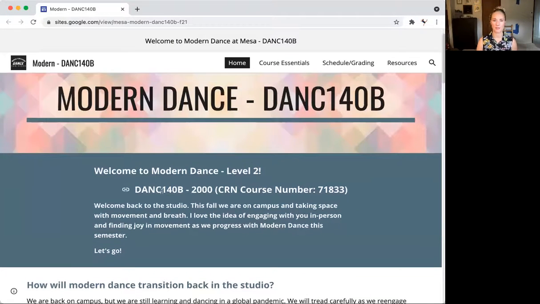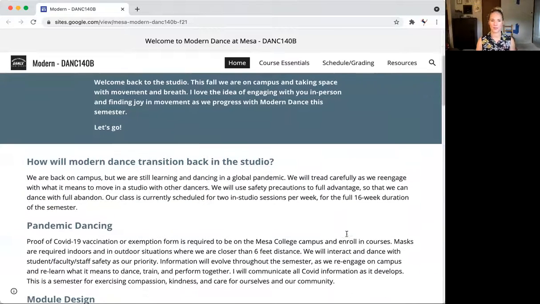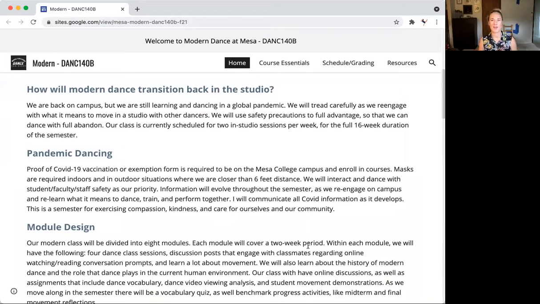Again, we've got the level 2 information, but it's going to be really similar whichever level you are at. The biggest thing to talk about is what it is going to be like returning back to dance in the studio. Some of you may have been lucky enough to take some in-person dance classes, maybe at the end of last semester or over the summer. Amazing. But for a lot of us, it'll be the first time coming back together, or first time ever, perhaps, dancing with a community in a studio.